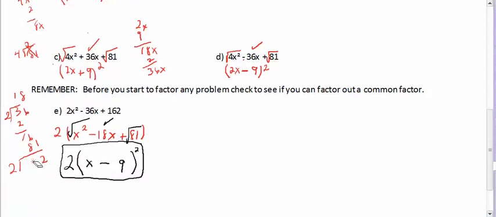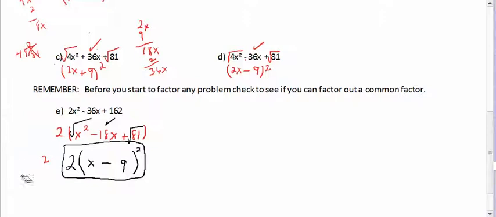Okay, so there's my answer. I'm going to erase all the work that I did. And that's your answer. Okay, perfect square trinomials.